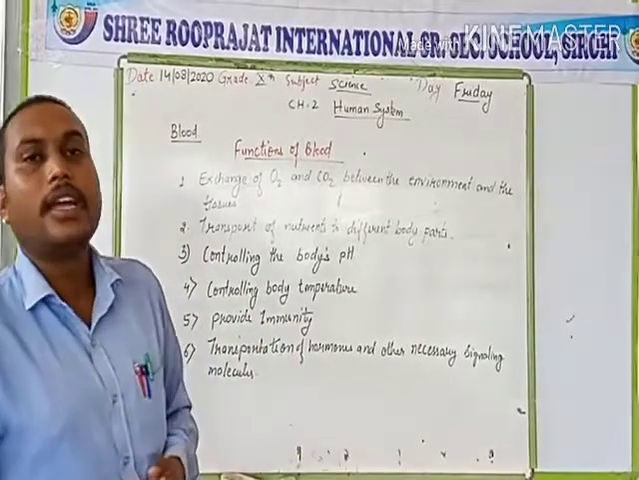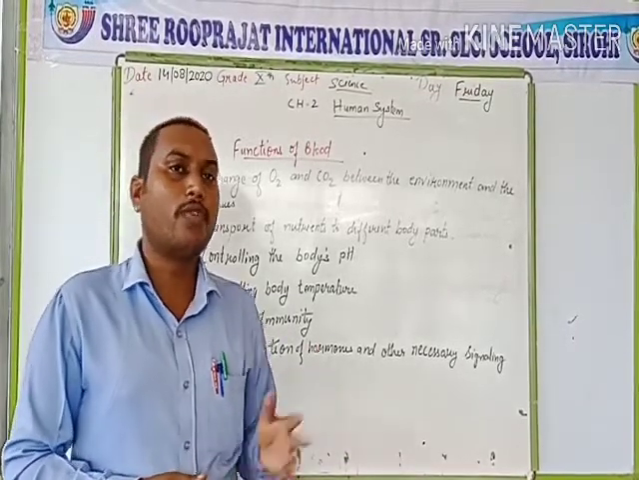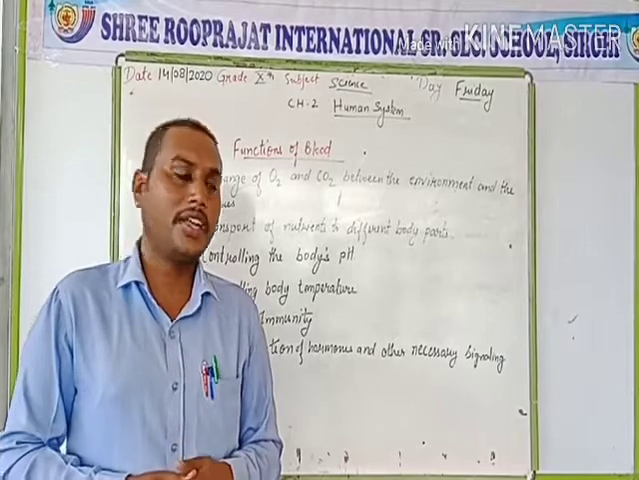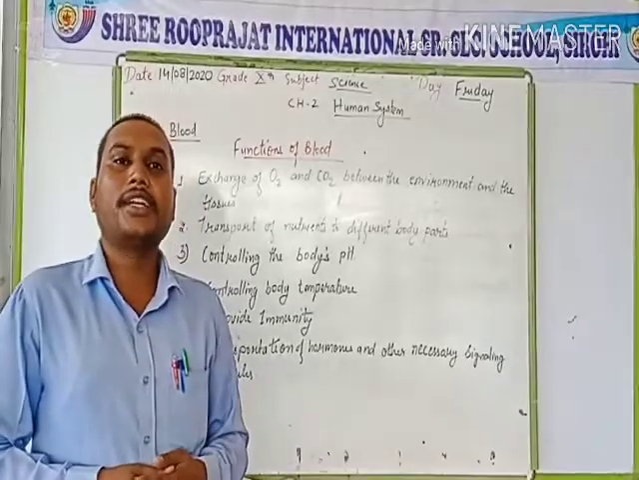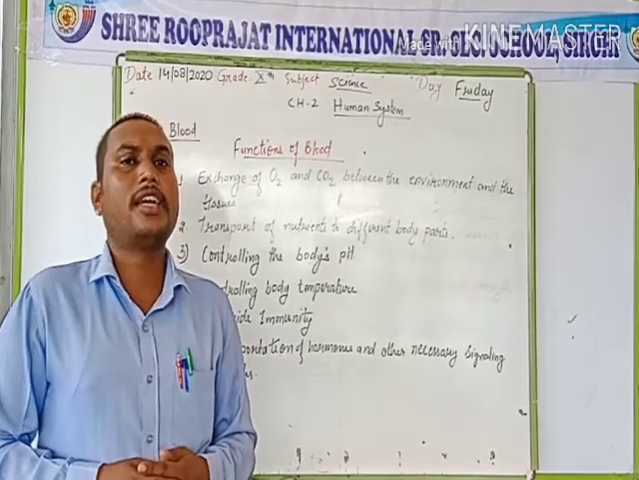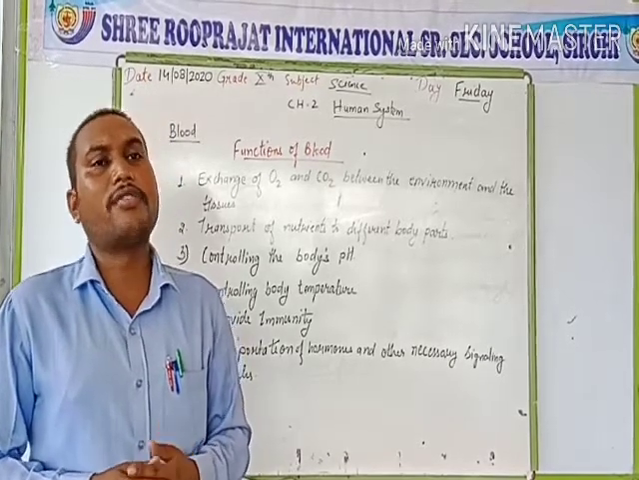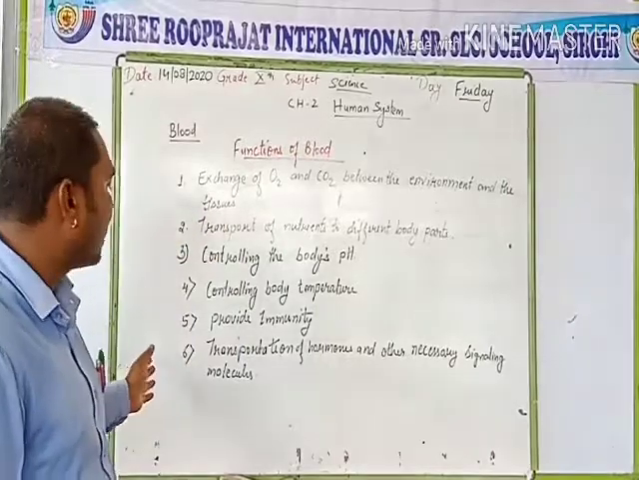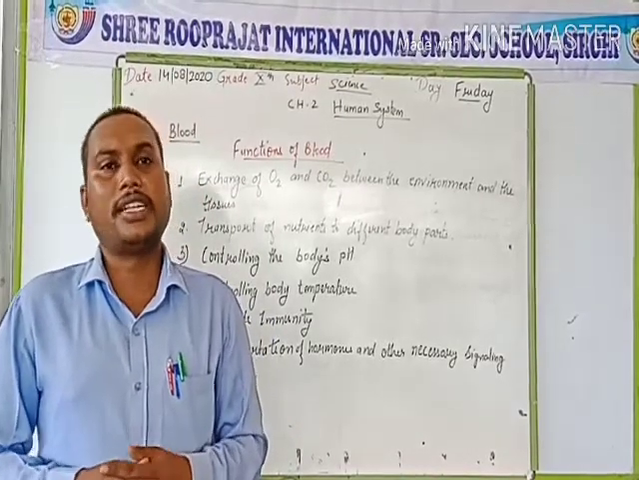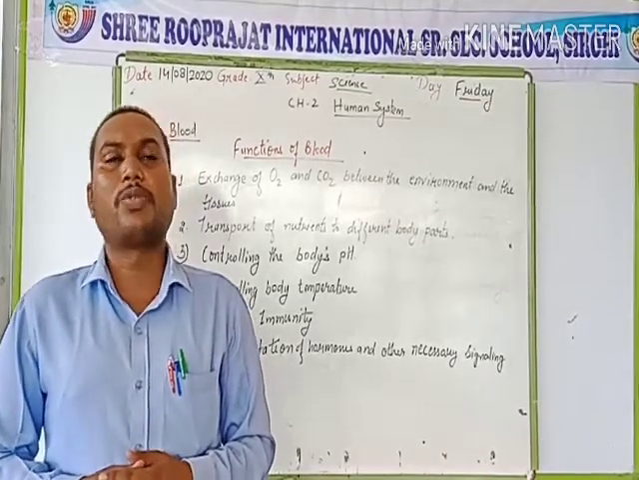Next, the third one, it controls the body pH. Our body pH is mainly maintained by our blood. The fourth point, it also maintains our body temperature. For the regulation of the body temperature, the blood is very necessary. Next, the fifth one, as our blood contains WBC, lymphocytes, etc., it provides our body immunity, so it acts as our defender and protects us from various diseases and viruses, etc. Next, the sixth point, it helps in transportation of hormones and other necessities such as medicines and various other substances needed by our body, which are transported through the blood.